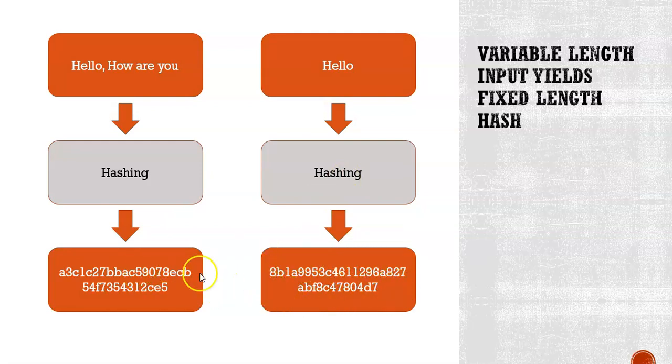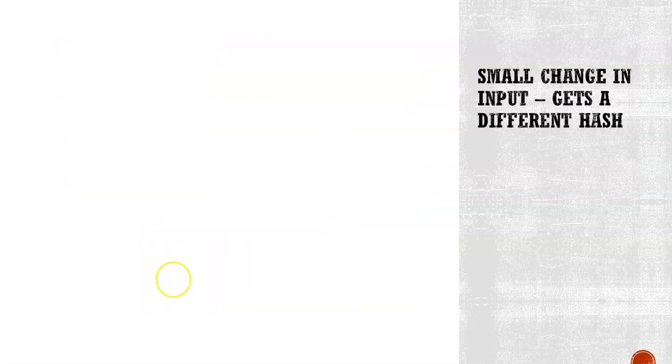But when you look at the length of the hash value that is generated, it is the same. So whatever the length of the input is, the length of the output would be constant. So for variable length inputs, we will always get a fixed length hash value. Even a small change in the input will make a drastic difference in the output.